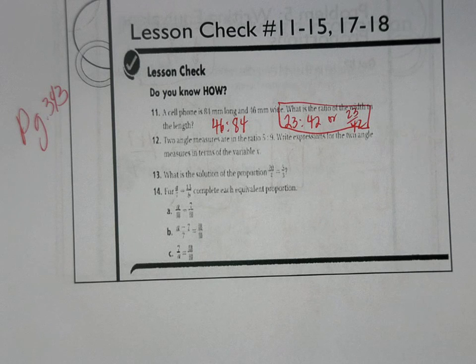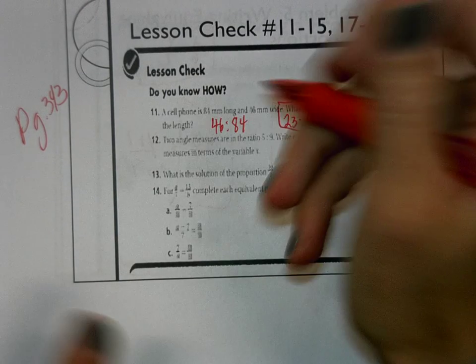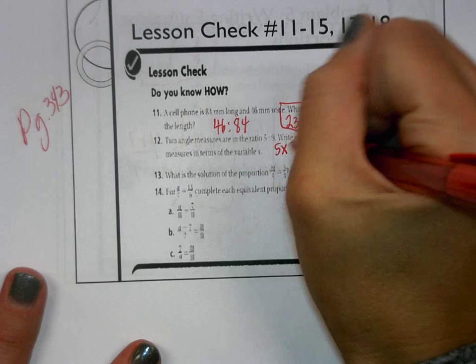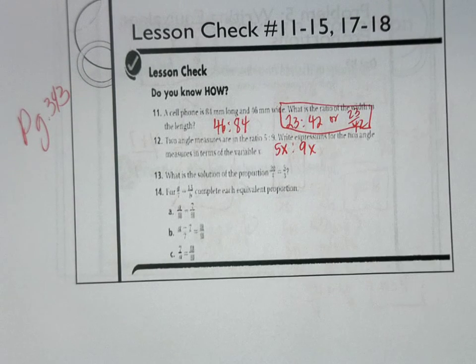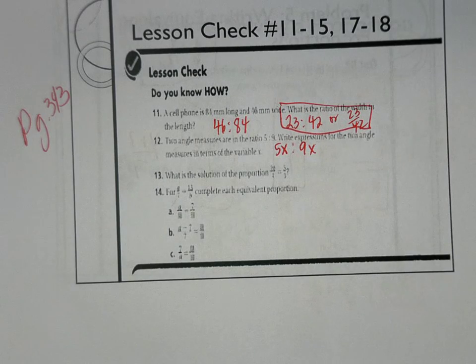All they want you to do this one is kind of like talk about how you'd write the portions. And so this is really just going to be 5x to 9x. So depending on what they told you each x was, you would multiply it. Are we okay with that for 12? Does that make sense? Okay, 13.